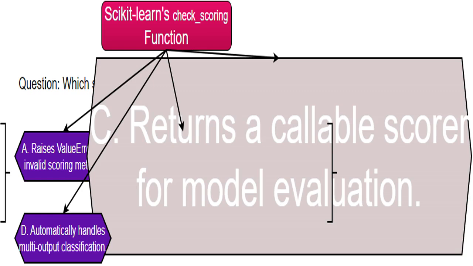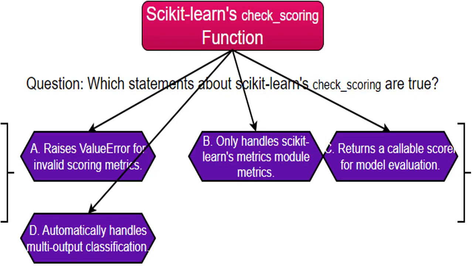Absolutely. The main job of _check_scoring is to give me back a function, a callable scorer, that I can easily use with other scikit-learn tools, like _cross_val_score for evaluating my model's performance. It's like a helper function that makes things easier. This is the main question for this quiz. It challenges me to identify which statements accurately describe the behavior of _check_scoring.